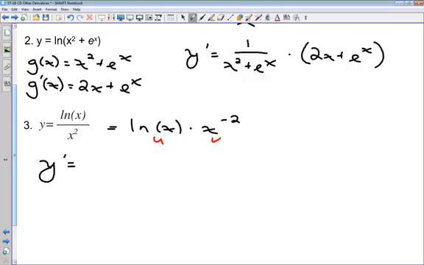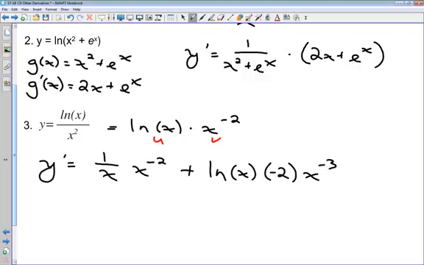So, product rule, derivative of that first function. So what is the derivative of ln x? That's the one we just learned, Maureen. 1 over x times our second function, which is x to the negative 2, plus we need our ln x, and then we're going to multiply it by the derivative of that second function v, which is just a power function. So we're going to bring down the negative 2 and make it x to the negative 3.